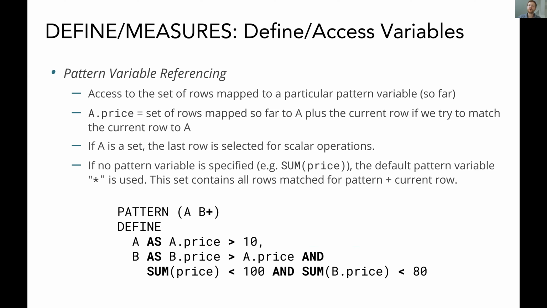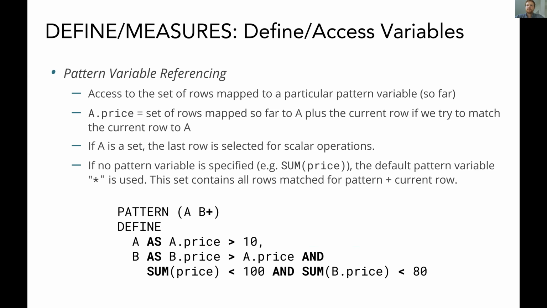For example, we can say that we want to map as many rows to, let's say, the first pattern variable until some aggregate of those rows exceeds some threshold. I'm going to show you that in just a second. But that wouldn't be possible if the current row wouldn't already be assumed to be in that set described by, for example, A price.